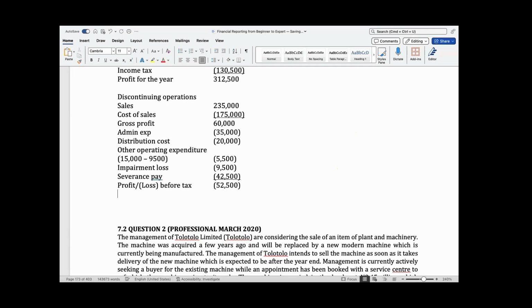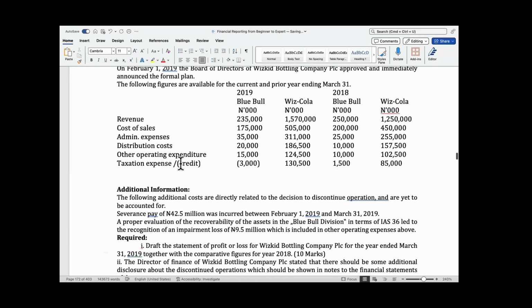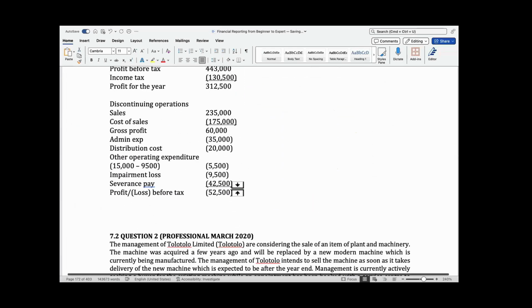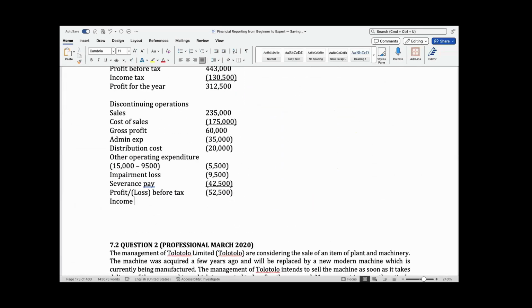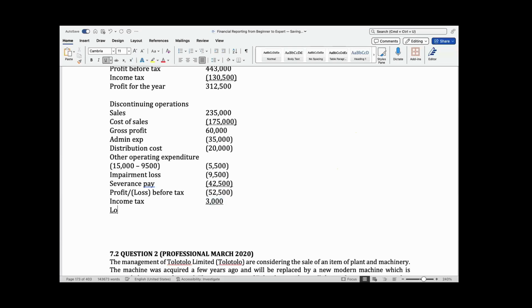Okay. Then you see that they gave us a credit. That's why they brought in a credit. It was in the jacket. Tax credit. So income tax of 3,000. Then that would reduce our loss. Loss from discontinuing operations. So 49,500. How much? Again? 49,500. Okay, yes. Thank you.